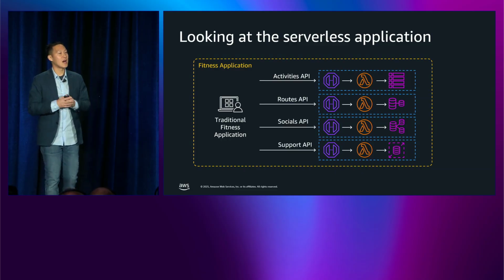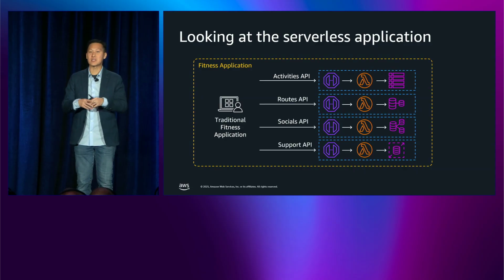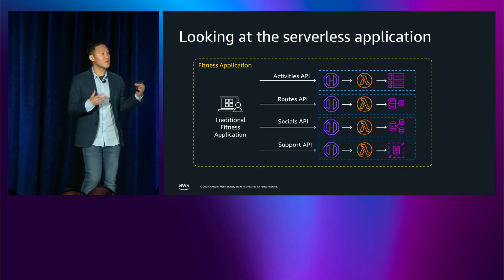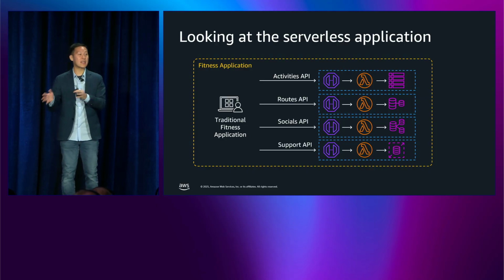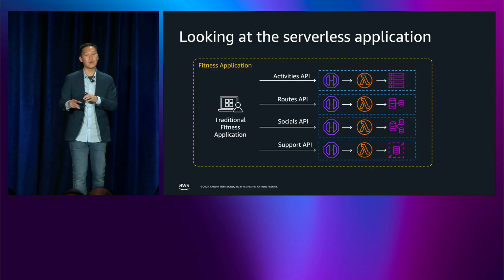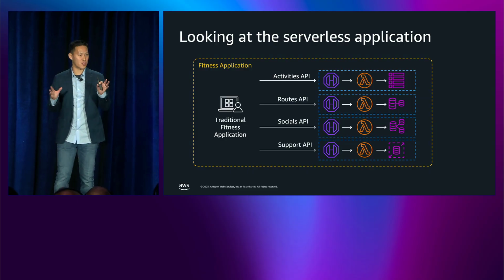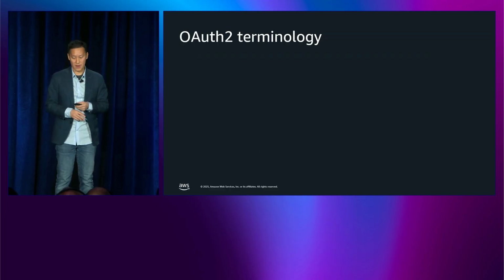The key thing that a lot of organizations will do when they're protecting these type of API endpoints is use a standard called OAuth 2. And we're going to dive pretty deep into OAuth 2. But before we do, why don't we go over a couple of the terminology that we're going to be using throughout the rest of this talk.